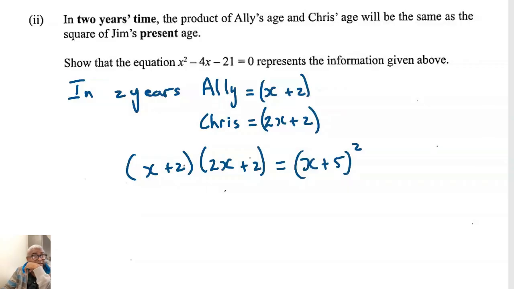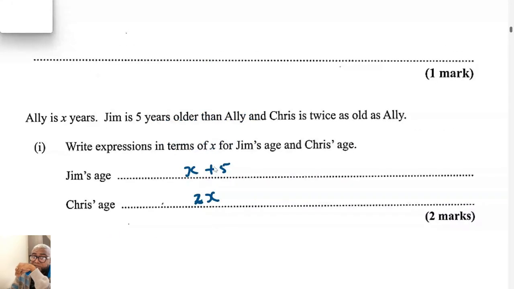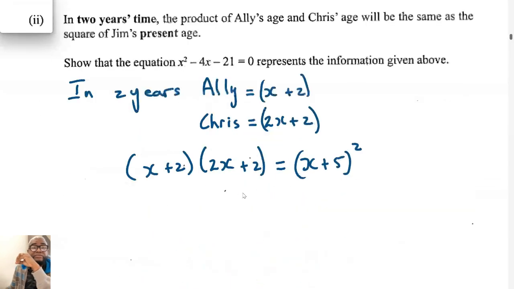Everybody understand the equation? This is real working here. What part don't you understand? Tell me. The square of Jim's present age. Look, Jim's present age is this. So the product of these two ages would be equal to the square of Jim's present age, which is x plus 5 squared, right?